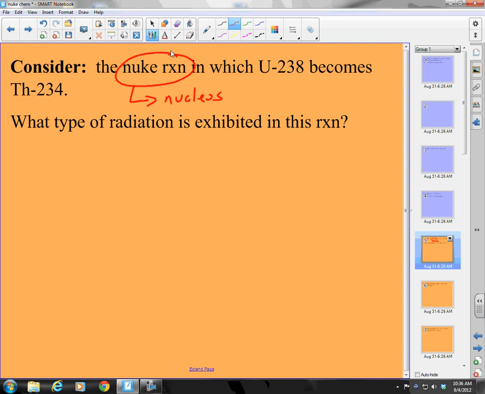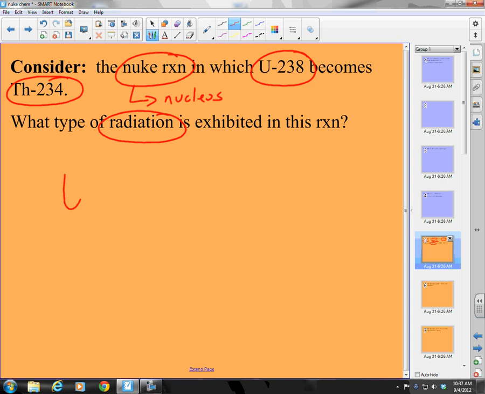So let's move further and get into some details of radiation and look at this. Consider the nuclear reaction in which uranium-238 becomes thorium-234. Hey, that's pretty interesting. How do I go from uranium-238 to thorium-234? And then the question really is, what type of radiation is exhibited here? So what do we start with?